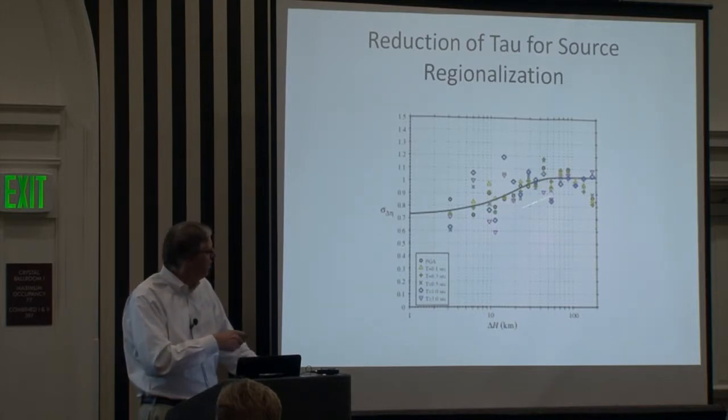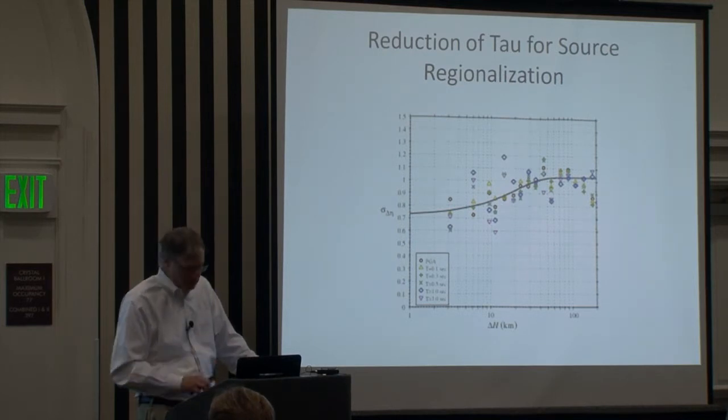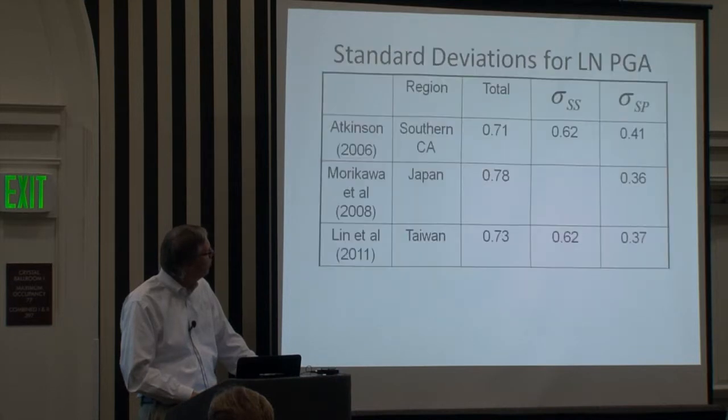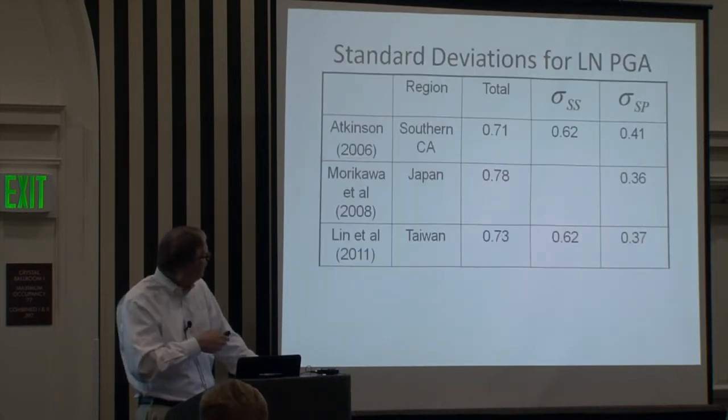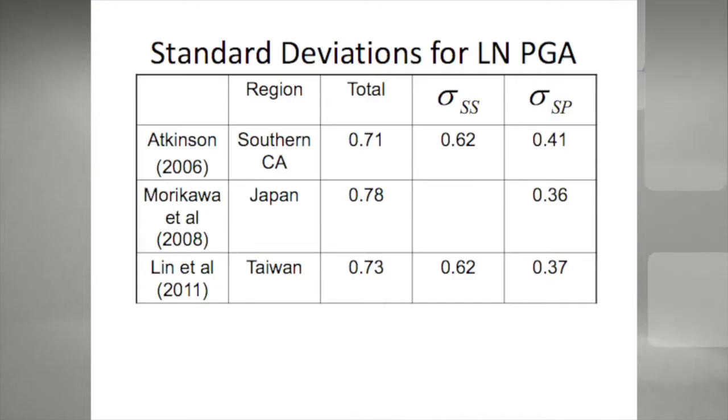We don't see a period dependence of this, but there is a reduction in the variability of our WB, our delta B terms, when we look at them grouped by area. So our standard deviations look like this. For PGA, the Lin et al. study, if we look at the total standard deviation, it's 0.73. The sigma SS is 0.62.